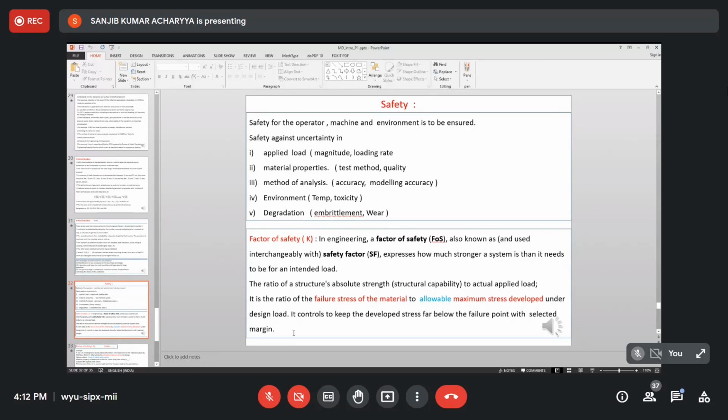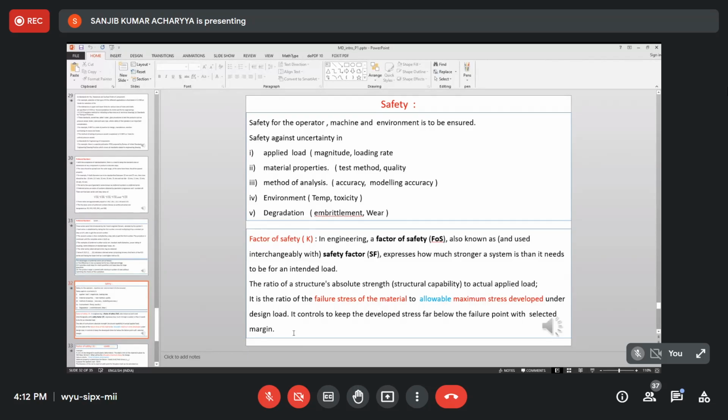There is uncertainty in the applied load. There is uncertainty in the material property. You have prescribed that this material can sustain this amount of stress by testing. But that testing result may not be 100% accurate. There may be error. The material that you have tested and the material that you are going to use in your component may not be similar. So there is uncertainty in the material property.